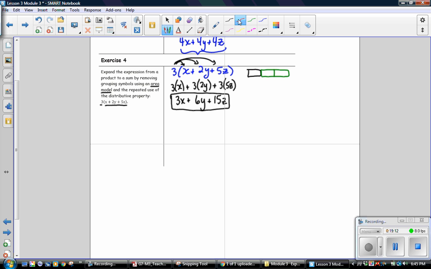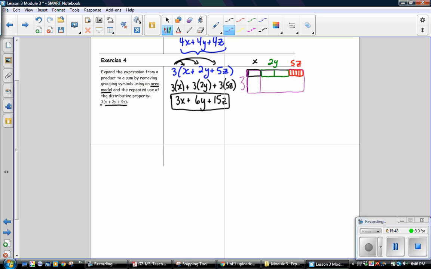Now we don't know the length of z, so we'll just make it a small box. So that would be 1z, 2, 3, 4, 5. This represents x, this represents 2y, and this represents 5z. And we want 3 groups of that. So we have 1 group, 2 groups, 3 groups. So our array would look like this: 3 groups times the quantity x plus 2y plus 5z.